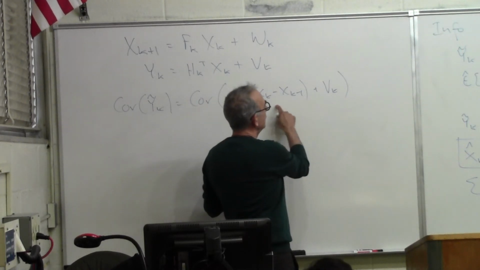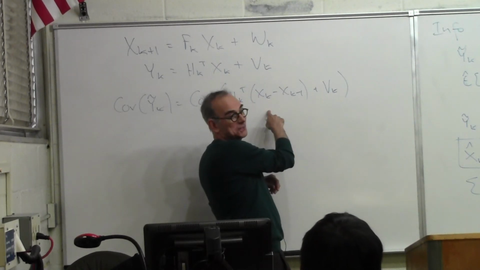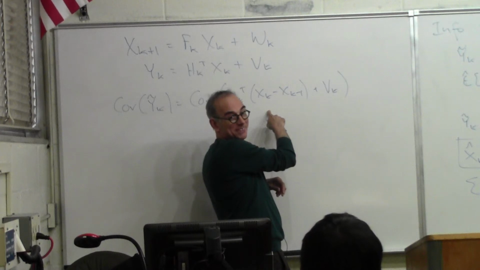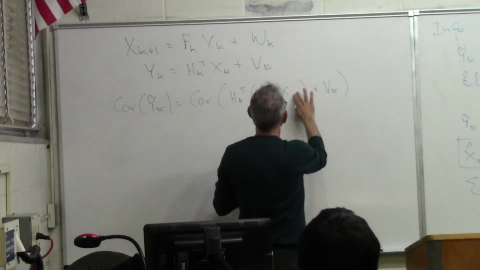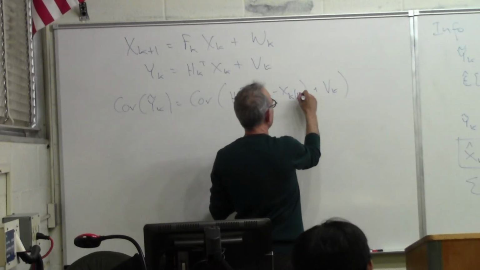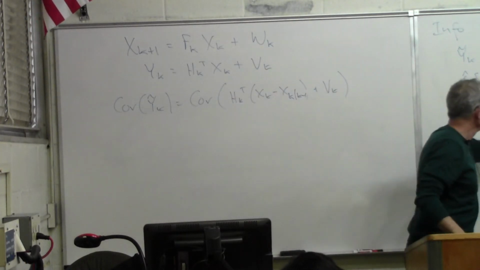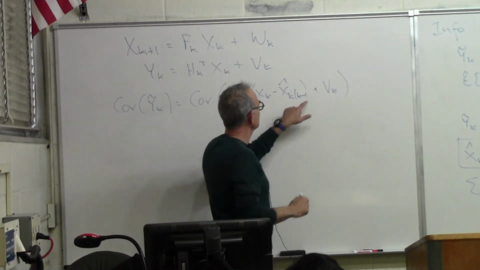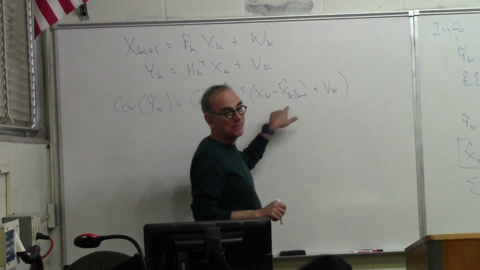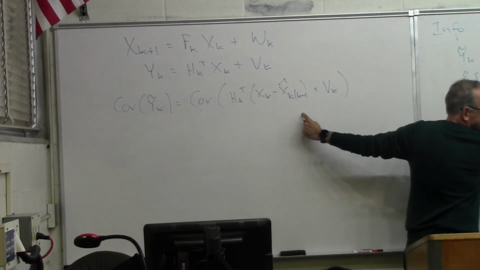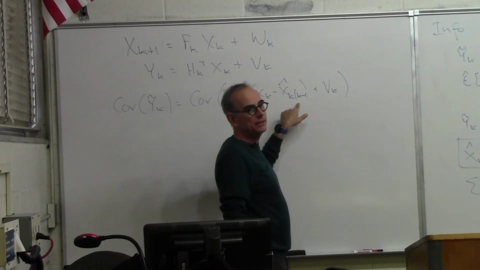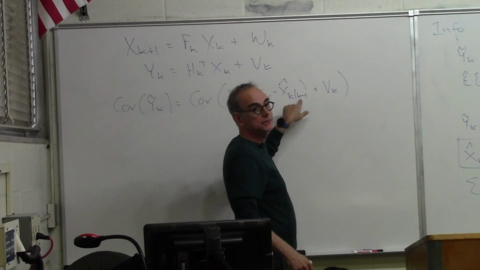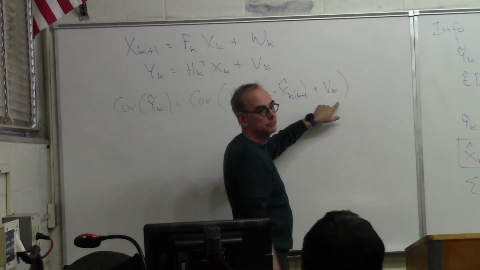And vk is orthogonal to xk. We all agreed on that, all right? And vk is orthogonal to x hat k given k minus 1. That's the definition here, it's got the hats. That's x hat k given k minus 1. See? Because this guy is in the past, and vk is orthogonal to the past. Right?